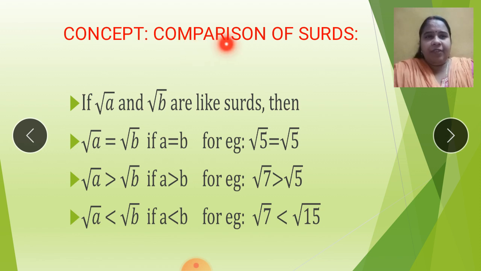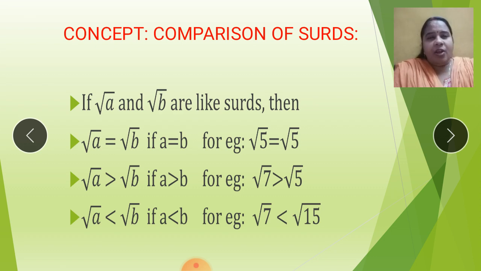Okay? Now, when we want to compare any two surds, what are the important things to remember? The first thing is, only like surds can be compared. Now, see this. If root A and root B are like surds. Now, what do you mean by like surds? We have already done this, like and unlike surds. Like surds means those surds which have the same order. See, this is a square root, this is also a square root. So they are like surds. So the first thing is, we can compare surds when they are like surds.